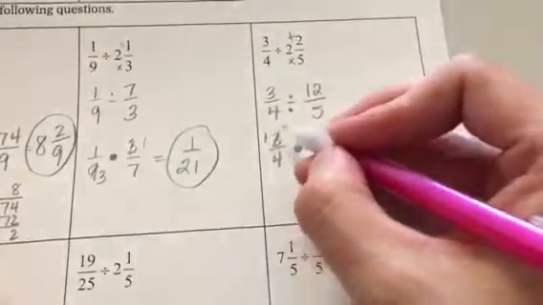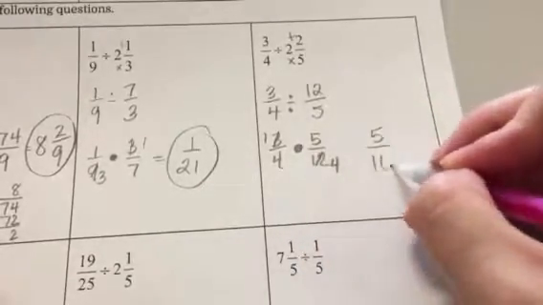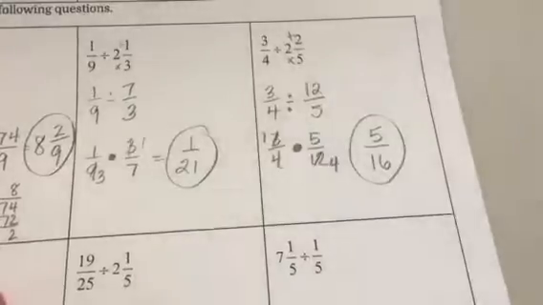And then I'm going to multiply across. 1 times 5 is 5. 4 times 4 is 16. All right, I'm going to have you guys finish the last 3.